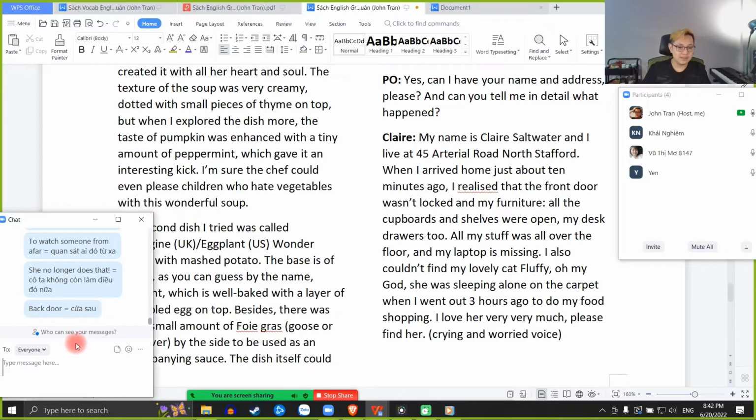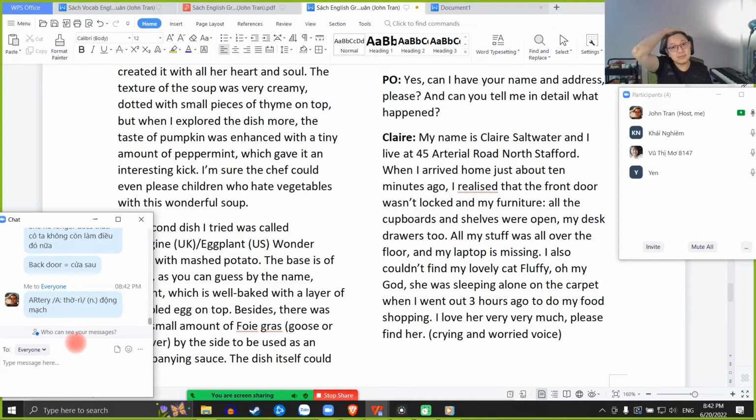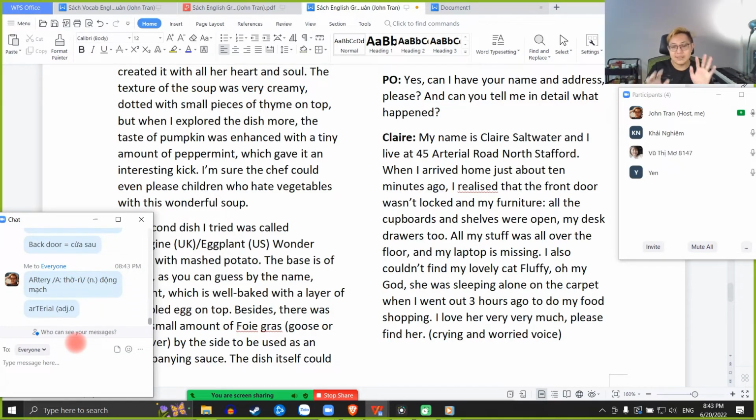Arterial nó liên quan cái chữ artery. So basically the word artery là động mạch. Tức là cái động mạch là cái mạch máu mà đưa máu từ tim đi nuôi cơ thể á. So an artery brings blood from the heart to the body. Arterial is an adjective. Đường huyết mạch đó, Arterial Road, North Stafford, 45 Arterial Road, North Stafford.